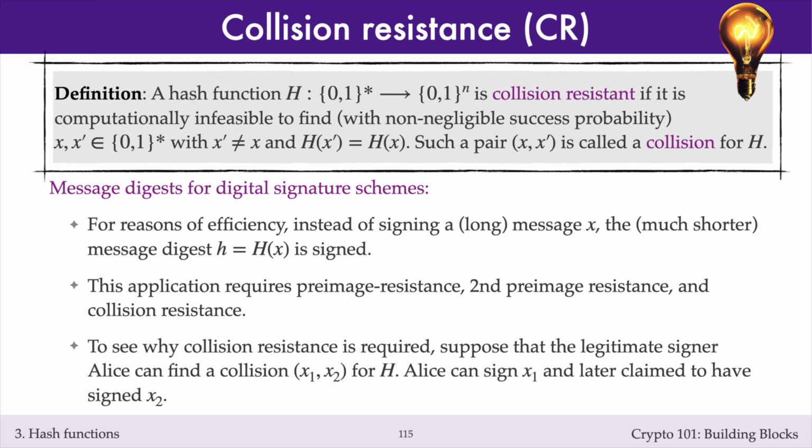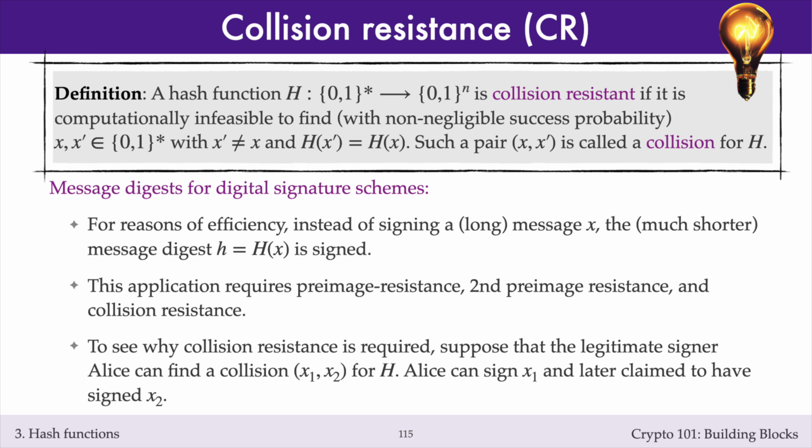Collision resistance is required when hash functions are used to compute message digests in digital signature schemes, which we'll see in Chapter 7. For reasons of efficiency, instead of signing a long message, the signature scheme actually operates on its much shorter message digest. This application requires preimage resistance, second preimage resistance, and collision resistance, as I'll explain in Chapter 7. For now, let me explain why collision resistance is needed.